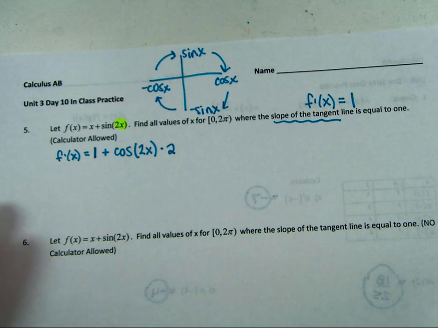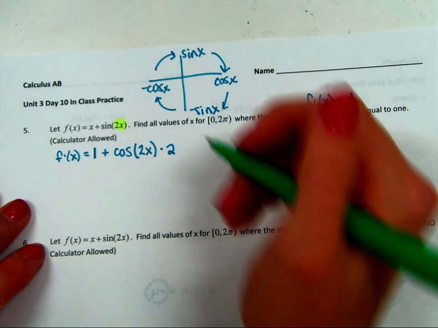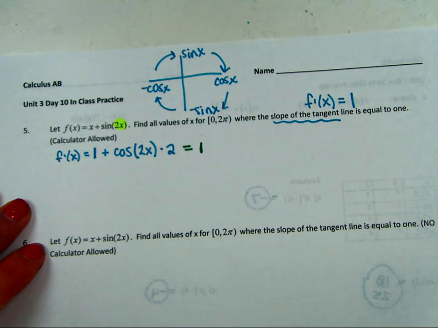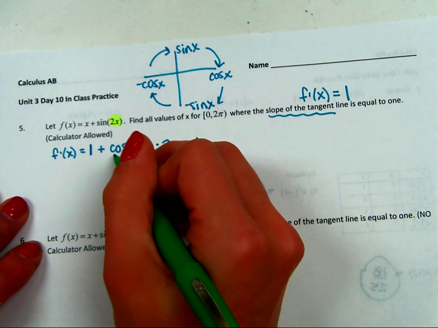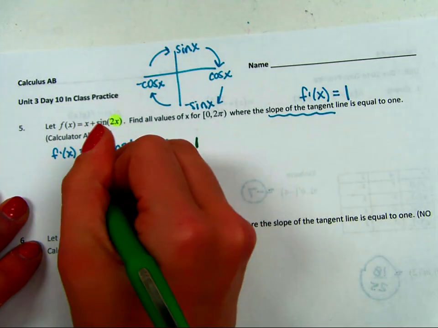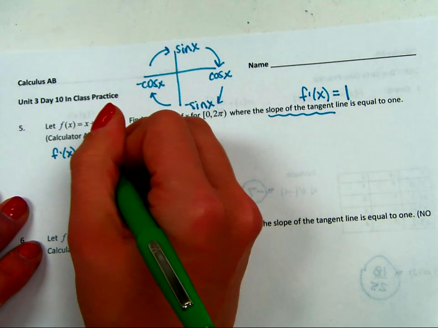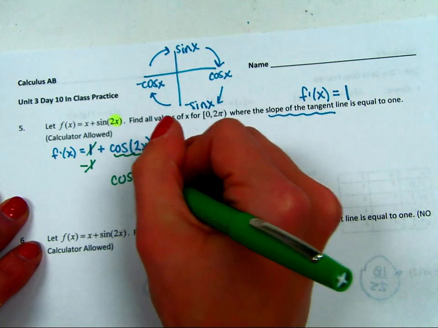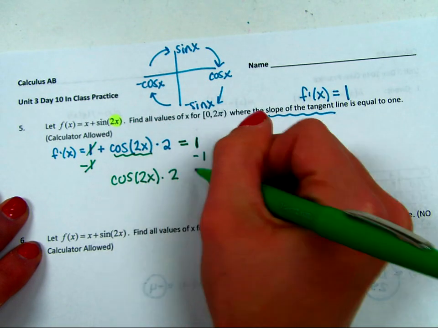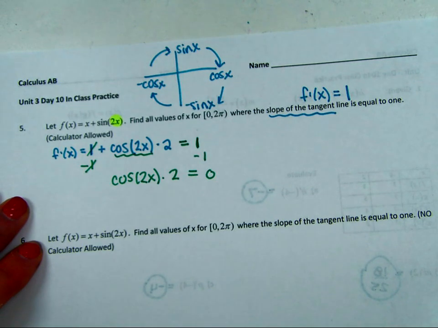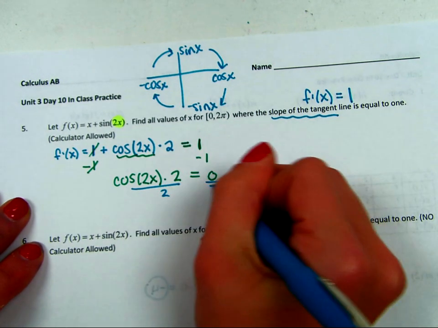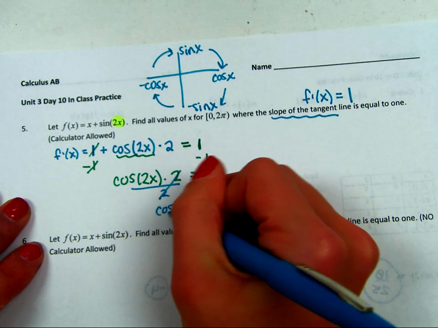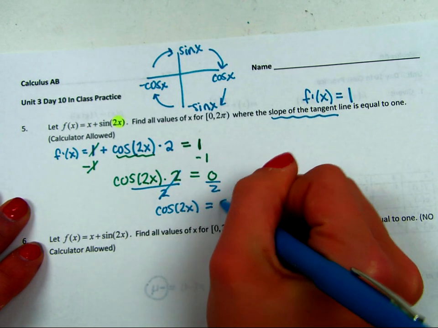So let's do that. If we take that and set it equal to 1, we need to solve for x. I try to get this by itself first, so let's subtract this 1 over here. If we do that, these cancel. We're left with cosine of 2x times 2 equals 0. The next thing, we can divide by 2 to get rid of it. We're left with cosine of 2x equals 0.